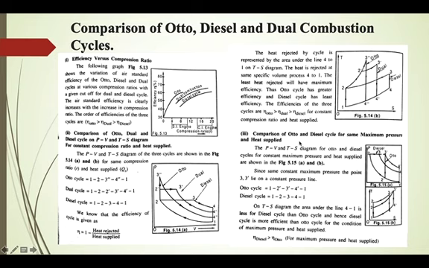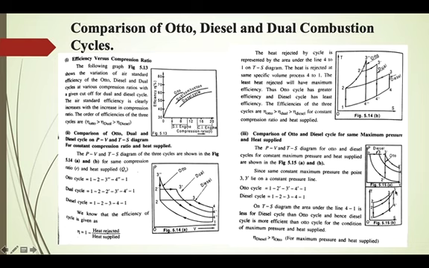So for the same compression ratio and heat supply, the Otto cycle is more efficient compared to dual and diesel cycle. Now comparison of Otto and diesel cycle, here the dual cycle is not drawn. Otto and diesel cycle for maximum pressure and heat supply. So maximum pressure and heat supply are the same. Let us see in the PV diagram, 1, 2 dash, 3 dash, 4 dash, 1. This is the Otto cycle, and the diesel cycle is 1, 2, 3, 4. So here again you can see that the maximum pressure is the same, because 3 dash and 3 are at the maximum pressure, and heat supply is also the same.